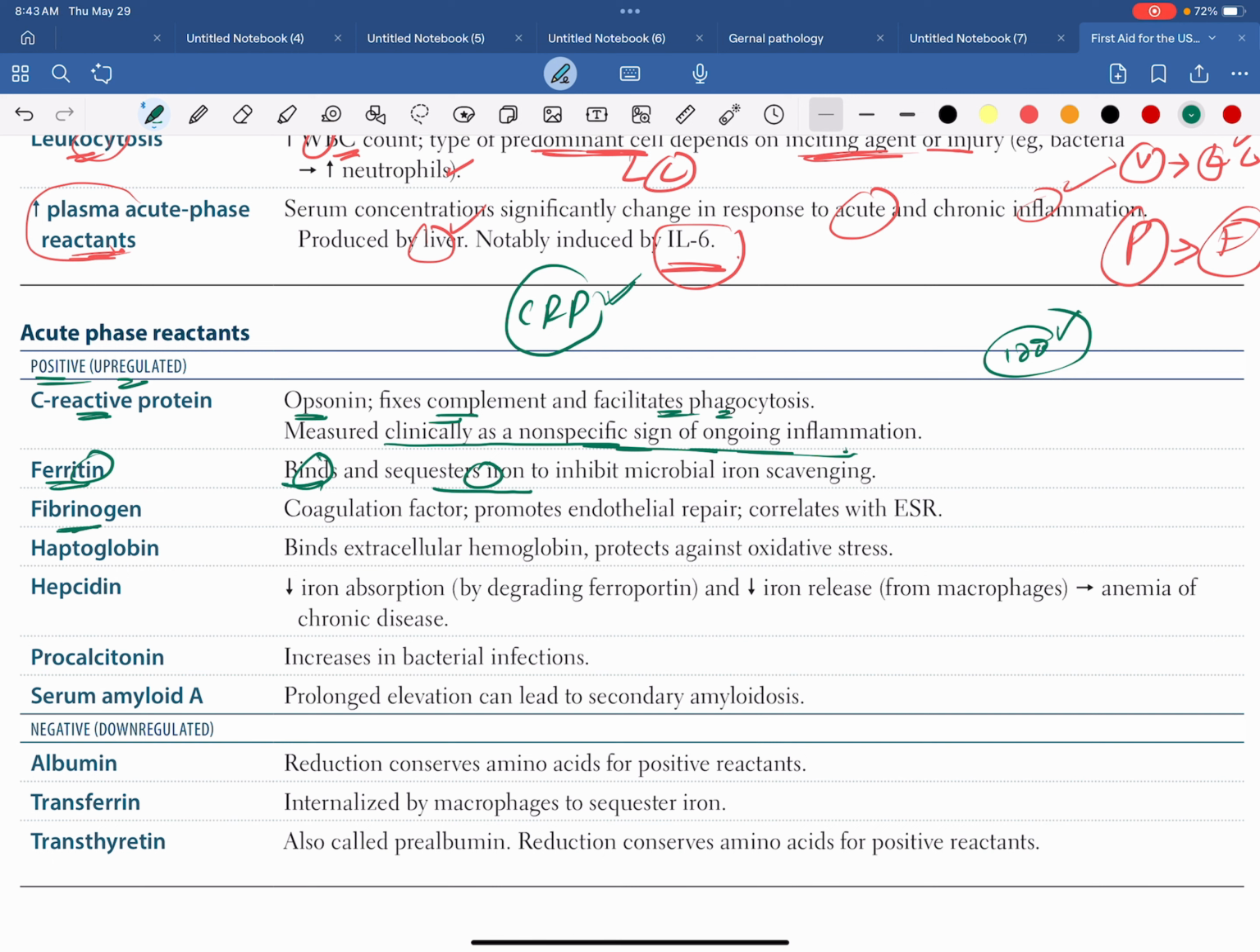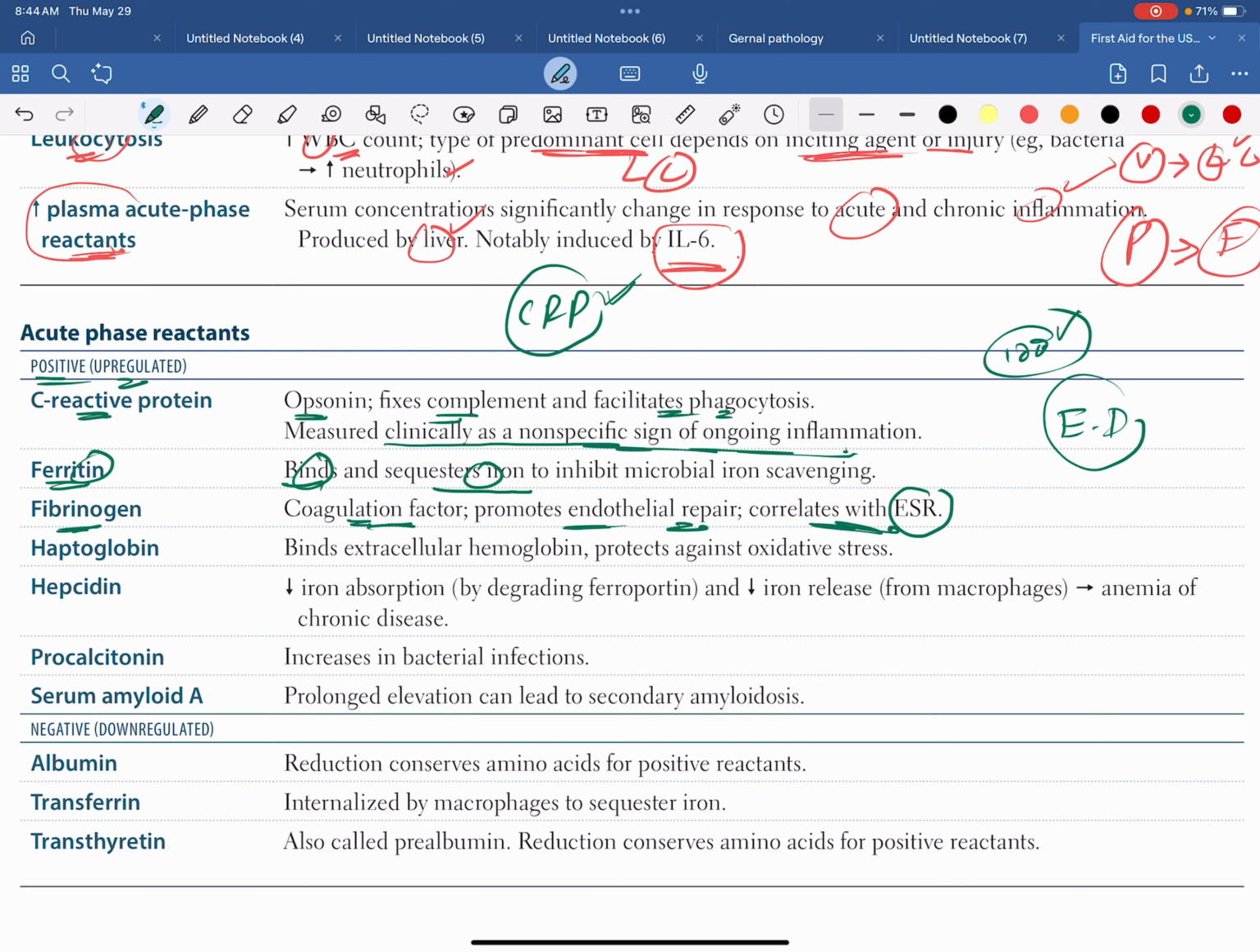Then after that, fibrinogen during the inflammation. Basically these are the coagulation factors that promote endothelial repair and correlate with ESR. It means in your body, when there is inflammation, there is an increased erythrocyte sedimentation rate, and if the ESR is increased, then the coagulation factor proteins are also going to be increased. So why does fibrinogen increase in inflammation? As we already discussed, during the inflammation, the endothelial cells are disrupted. The endothelial cells will, you can say, contract.